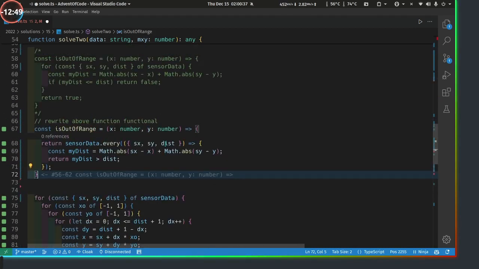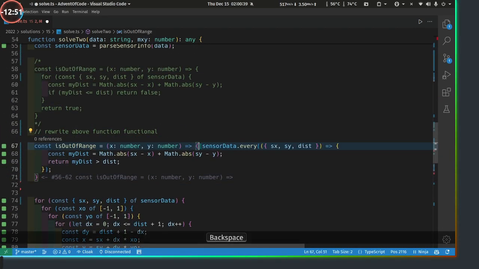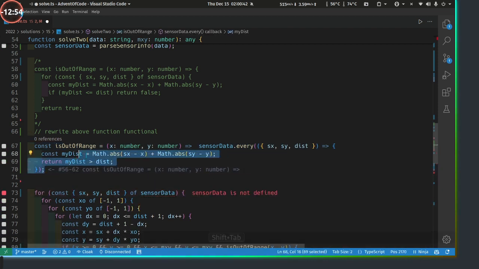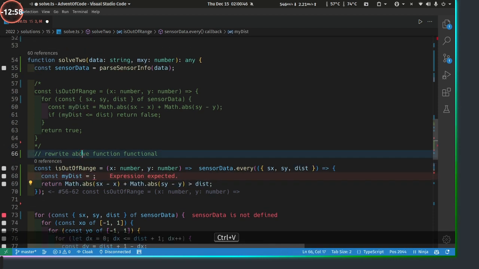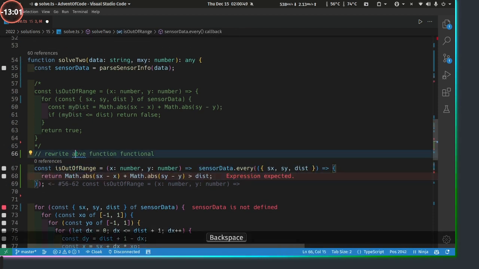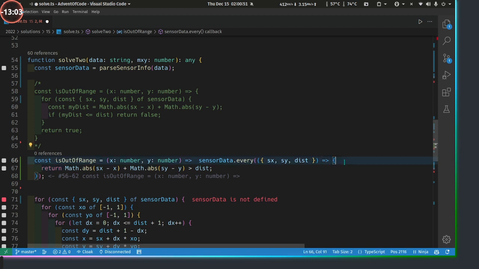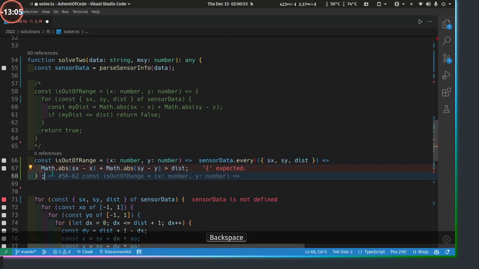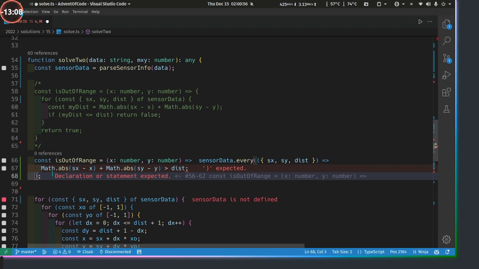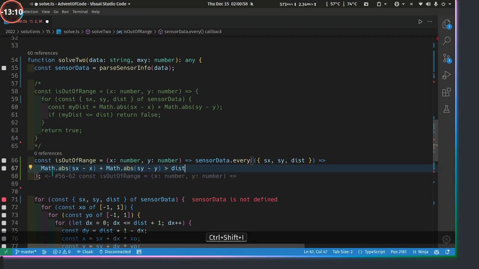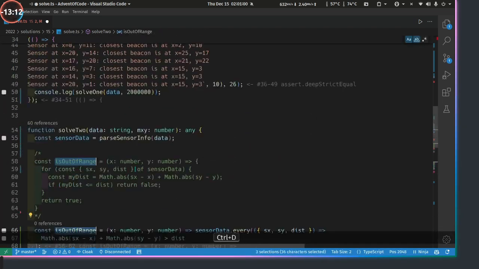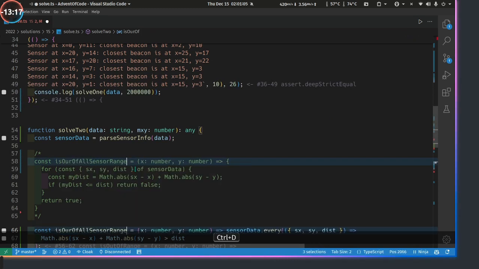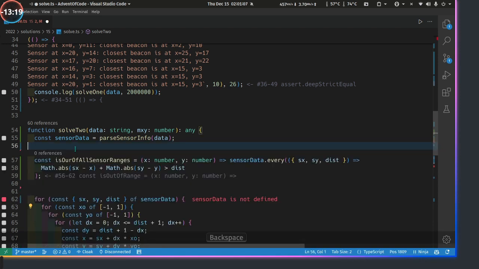Okay, I think this works. Yeah, look at that. We're functional. Ooh la la. My distance greater than dummy distance. Okay, we're not going to squish it that much. There we go. That's readable. Let's make it renameable though. Is out of all sensor ranges. There we go. Now it's readable because we named it properly.